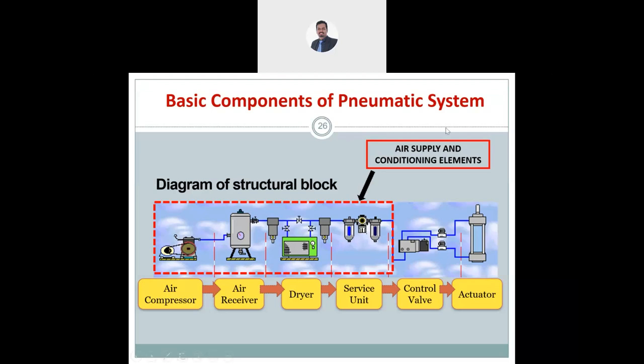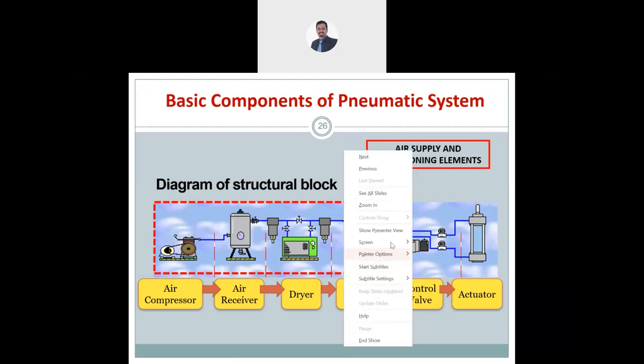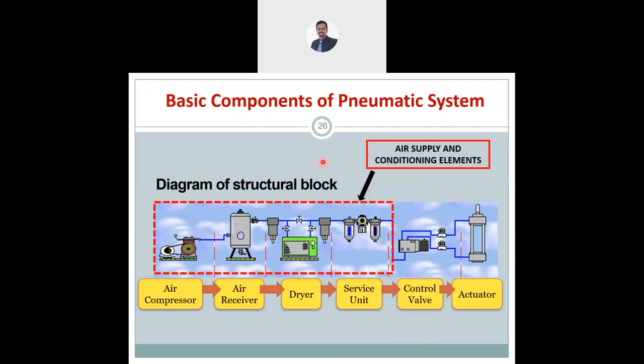So this is the starting slide for the asynchronous lecture video: basic components of a pneumatic system. In a pneumatic system, you have a few basic components which you cannot escape. Maybe you can skip one or two unimportant components, but generally all these components must be there.